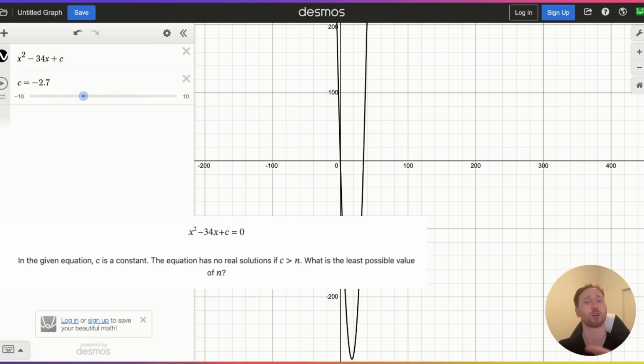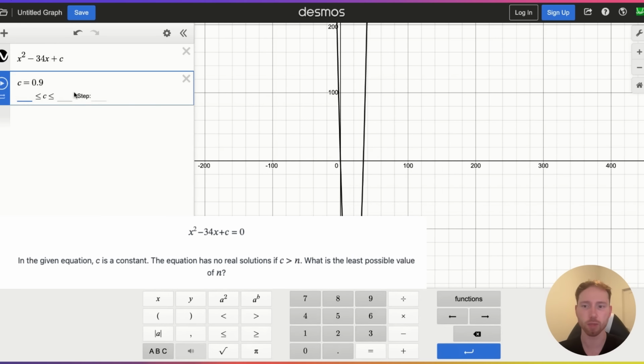So first off, let's just figure out what C is when there are no solutions, because I can see right now there's 2. Moving the slider, it kind of doesn't do much for me. I need to expand the range of my slider. Here's how you do it. What you want to do is click this 10 or the numbers on both ends of your slider, either one. Then you're going to get something like this.